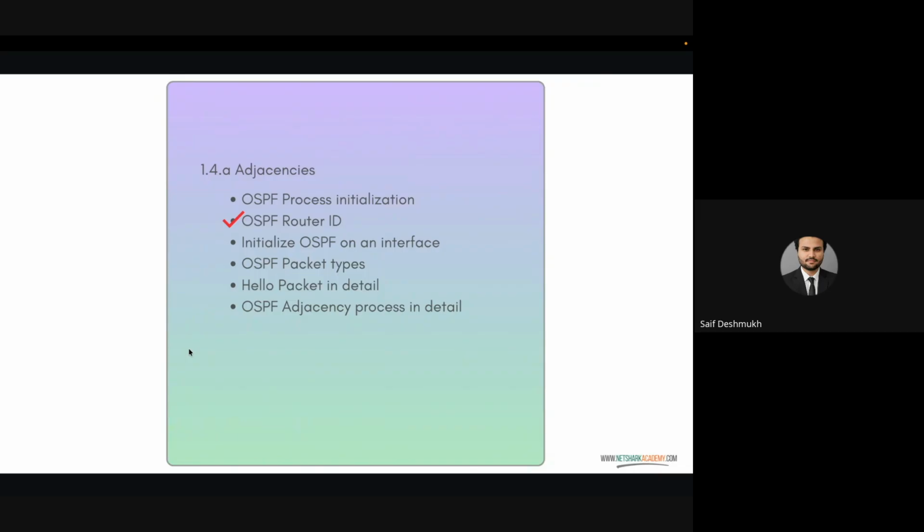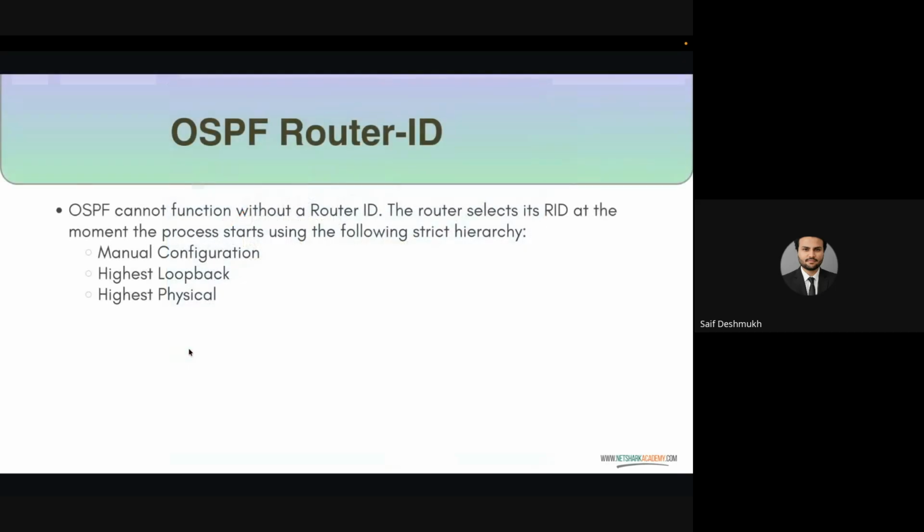The very first thing, when you enable the OSPF process, you haven't enabled OSPF on an interface, but just in general, when you enable the process on a router, the first thing it does is try to find the router ID. And without it, it cannot function. Even two routers cannot have the same ID. It's going to cause really big issues in LSAs and the way it's designed. So OSPF cannot function without a router ID. A router ID has to be selected.